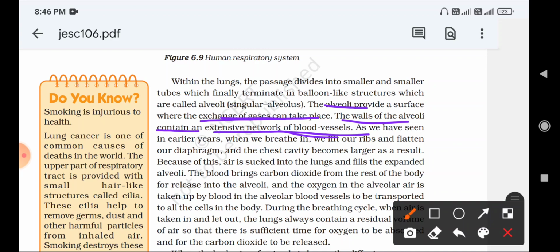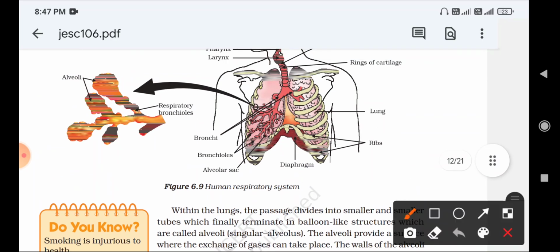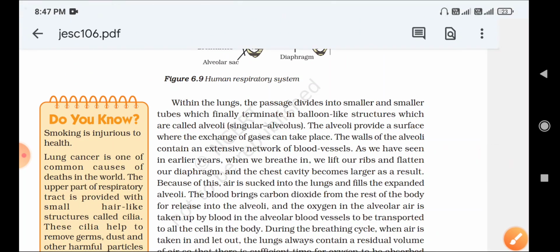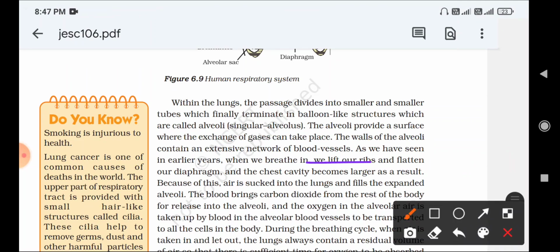As we saw in earlier years, when we breathe in, we lift our ribs and flatten our diaphragm. This is the diaphragm, and these are the ribs. We lift our ribs and flatten the diaphragm.